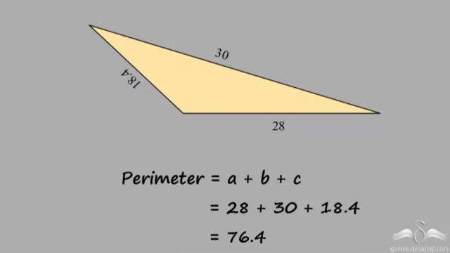Now in general, perimeter can be given as the sum of the three sides. So if I have a triangle with sides A, B, C, I would say the perimeter is A plus B plus C. For any triangle, the sum of the three sides is the perimeter. So here I have one side at 18.4, the second is 28, the third is 30. So perimeter would be 28 plus 30 plus 18.4, which is 76.4. So that becomes the perimeter of this triangle.